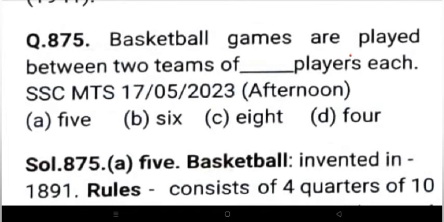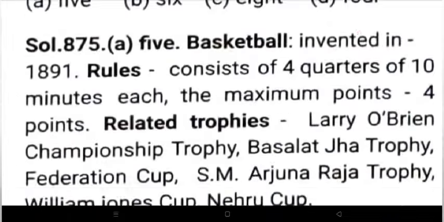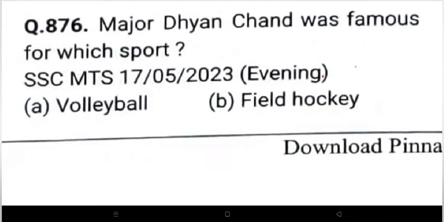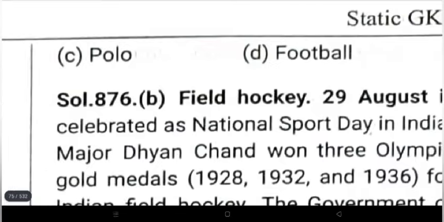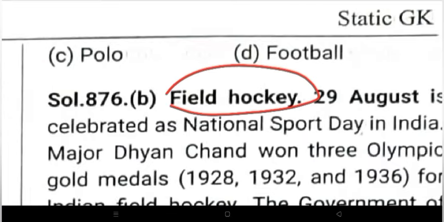Next, a basketball game is played between two teams of 5 players each. Major Dhyan Chand was famous for which sport? Major Dhyan Chand is related to hockey.